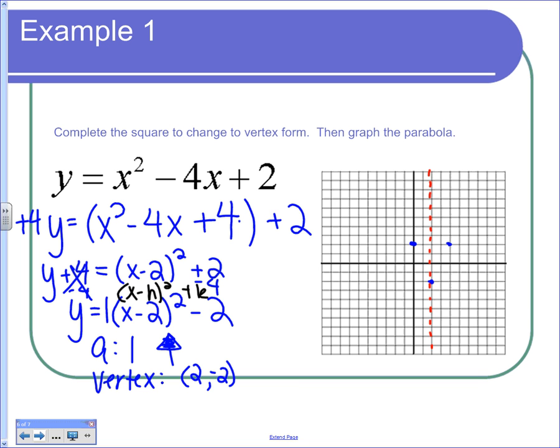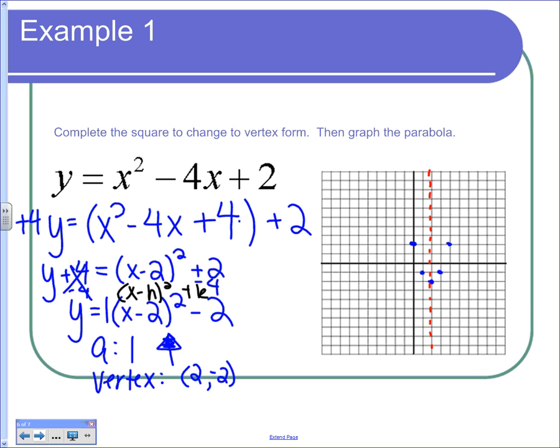Okay? 1 minus 2 squared minus 2. So when I plug in 1, what do I get? Okay, so what if I had plugged in 3? It would still be negative 1. It's going to be on the same side.